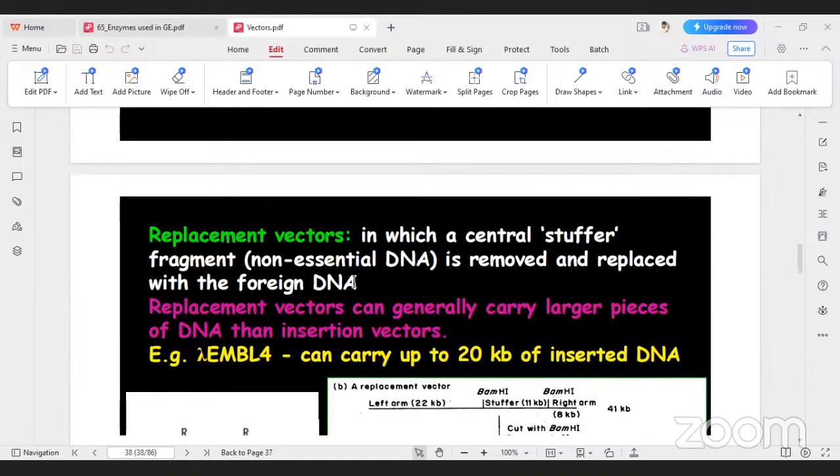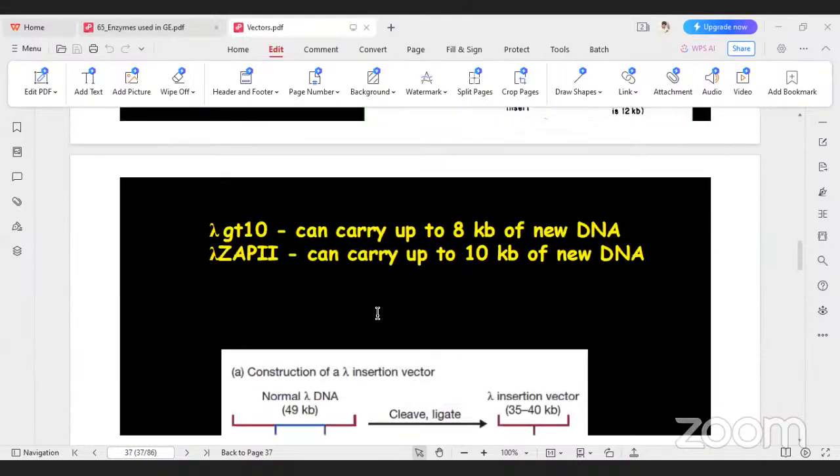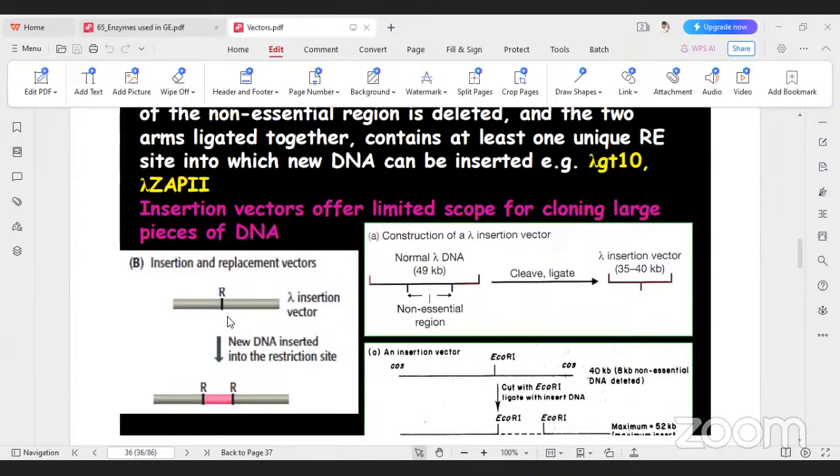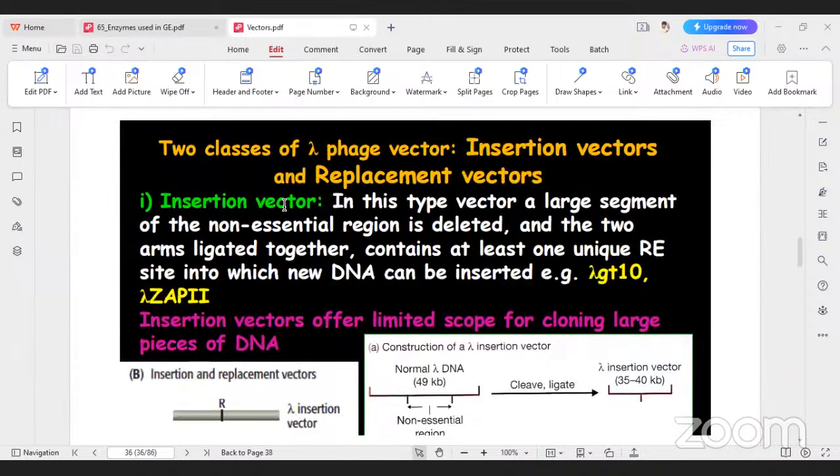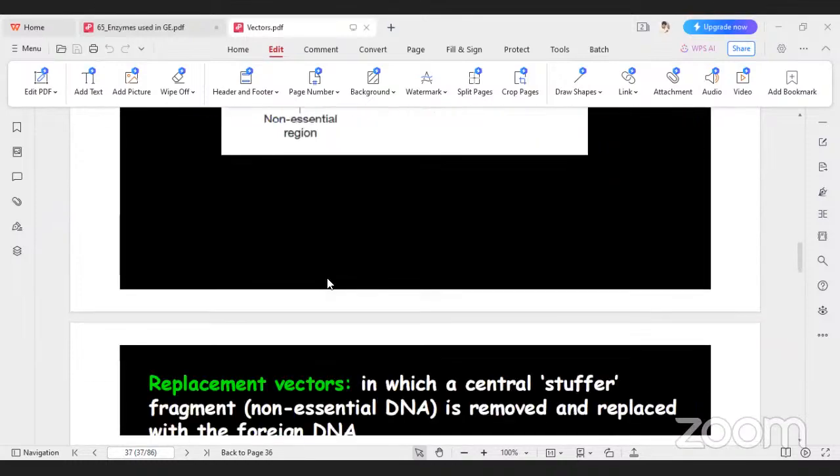Next, replacement vector means the central stuffer fragment of non-essential DNA is removed and replaced with the foreign DNA. Actually, in the first one, I forgot one thing. In this type of vector, a large segment of the non-essential region is deleted and the two arms are ligated together. That's it. But what happened here?